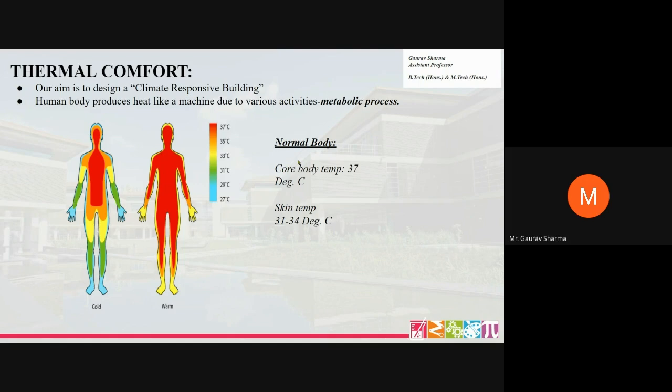The heat cyclically is produced more and more, and then you have to control this generated heat by the way you plan the building, right? In this way you have to discuss this concept. In this way you have to learn this concept.